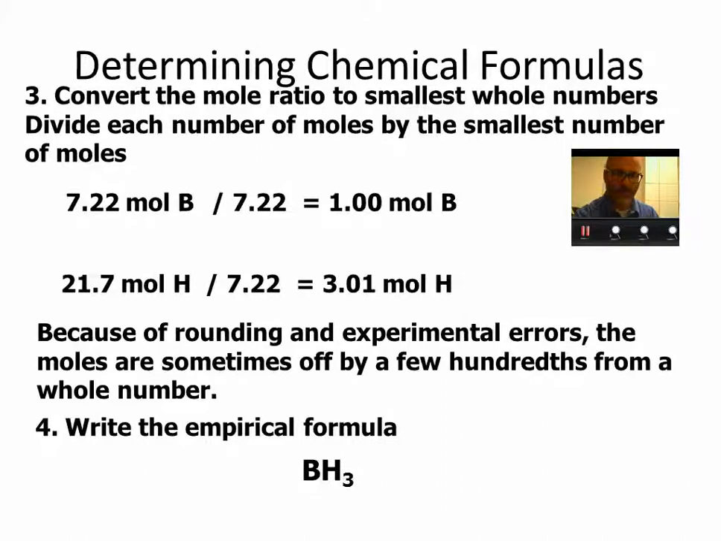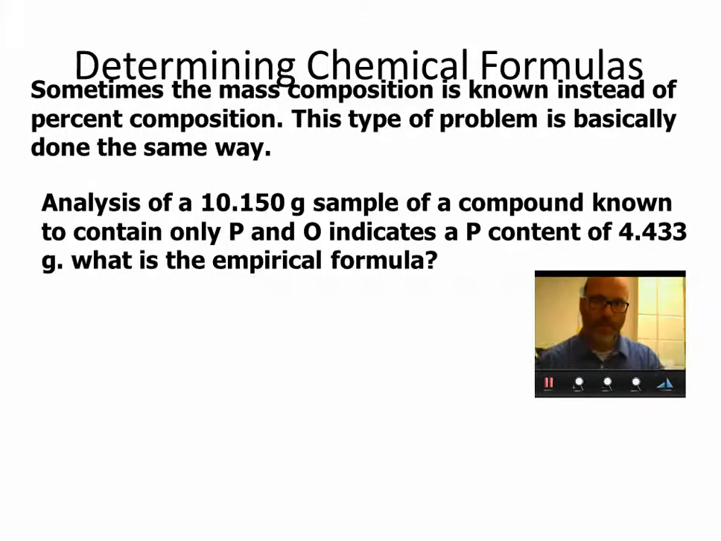Let's look at another problem. Now, sometimes instead of knowing the percent composition, we know the mass composition. So let's say you had a 10.150 gram sample of a compound known to contain only phosphorus and oxygen. And we know that the phosphorus is 4.433 grams. What's the empirical formula?